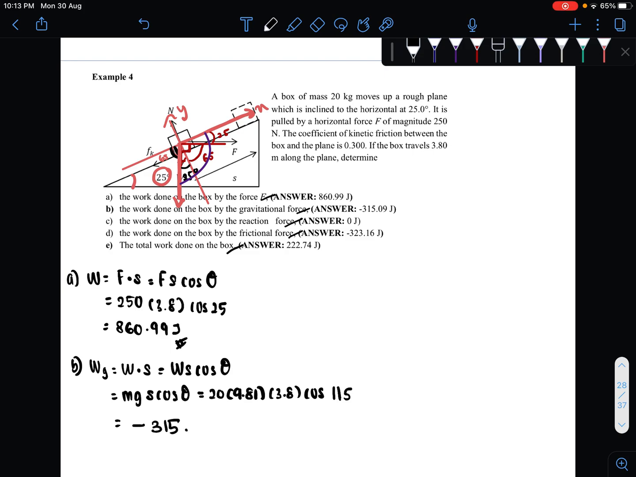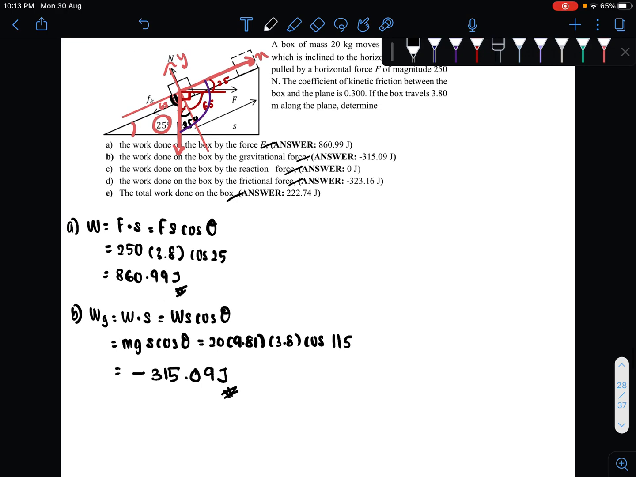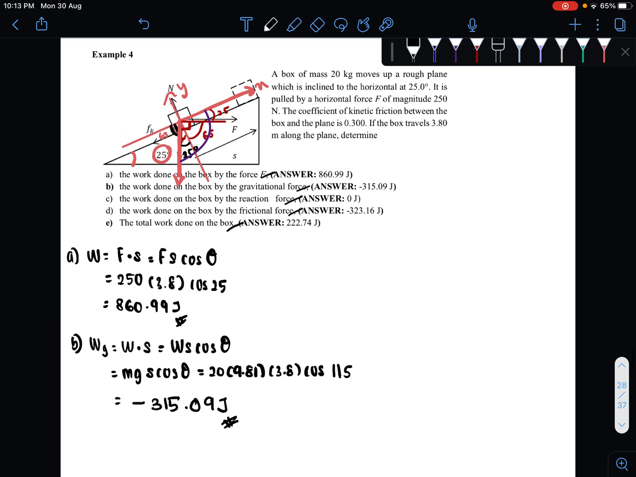So 20 times 9.81 times 3.8 cos 115. We'll end up with negative 315.09 joule. Okay, so this is the work done by the weight force. And then next we're going to look at the work done by the reaction force.